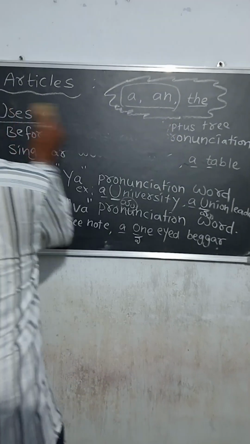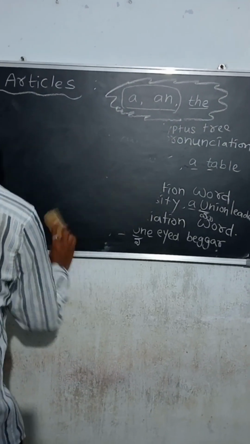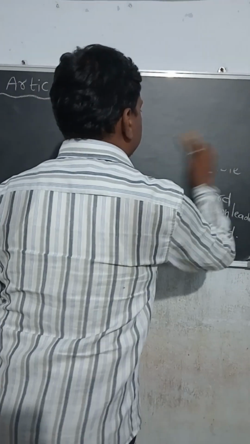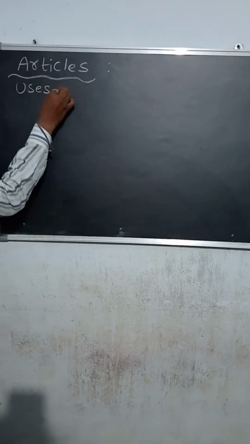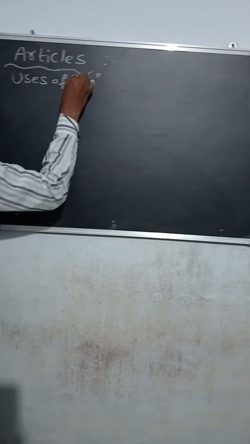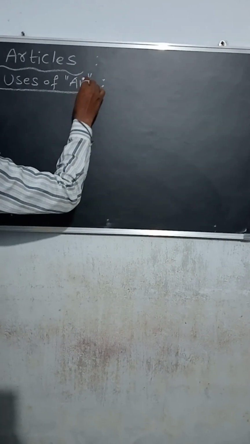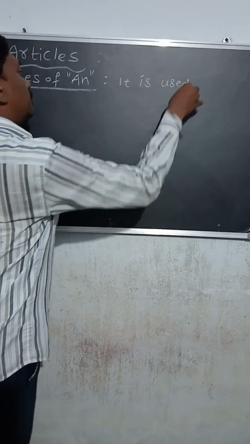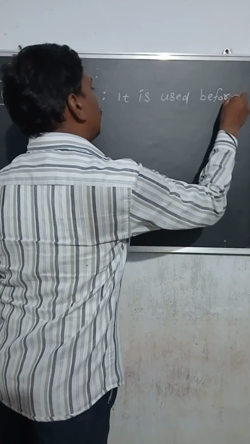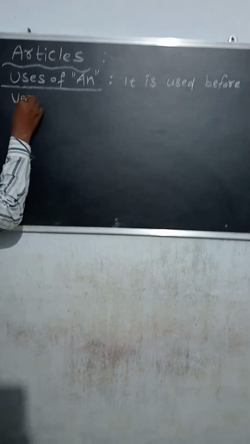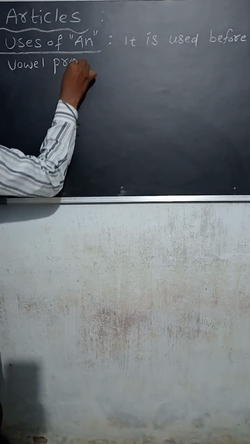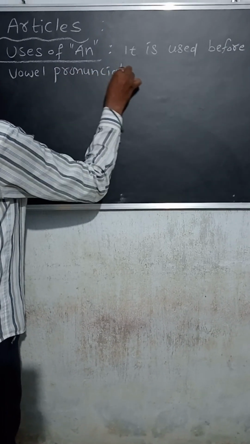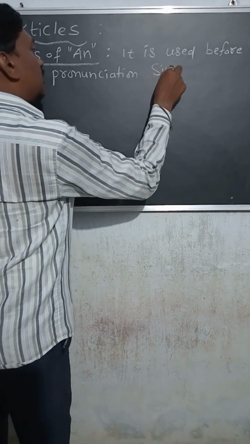Next, here we discuss the uses of an. Uses of an. So the article an is used before vowel pronunciation singular words.